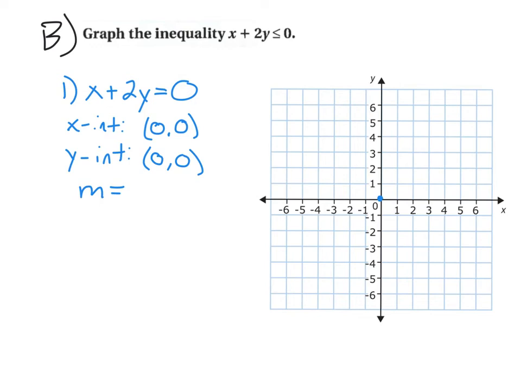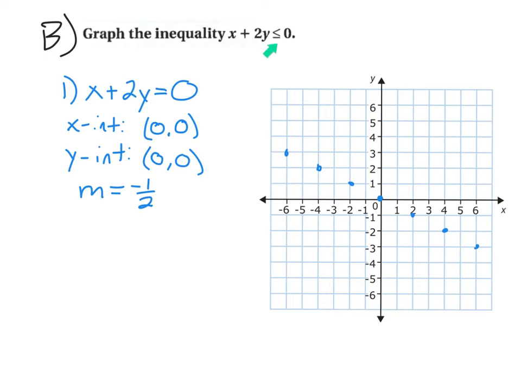My slope is negative a over b, so negative 1 over 2 is negative 1/2. So my slope, I go down 1 to the right 2, down 1 to the right 2, down 1 to the right 2. And we can go the other way as well. Want to get in as many points as we can.